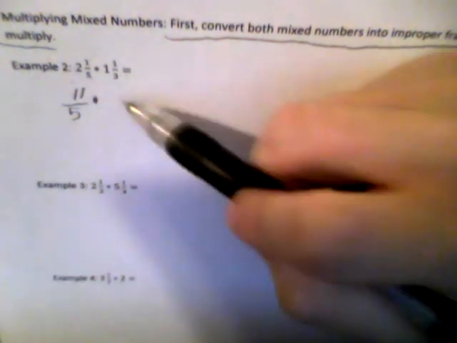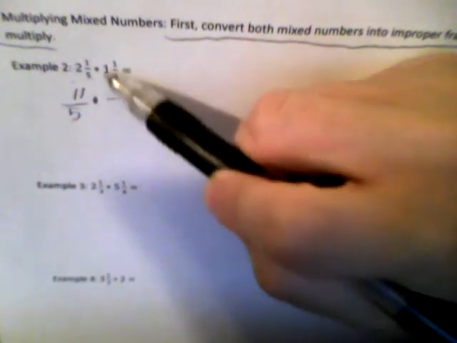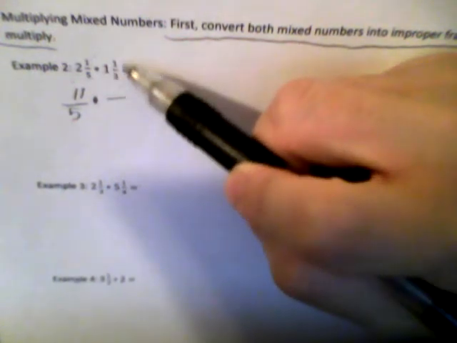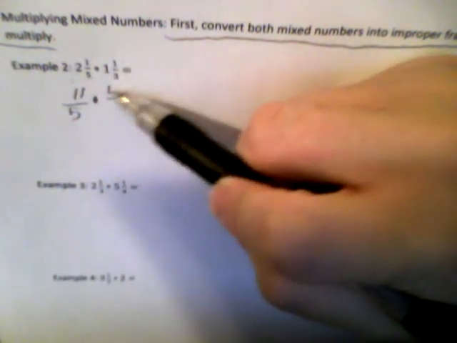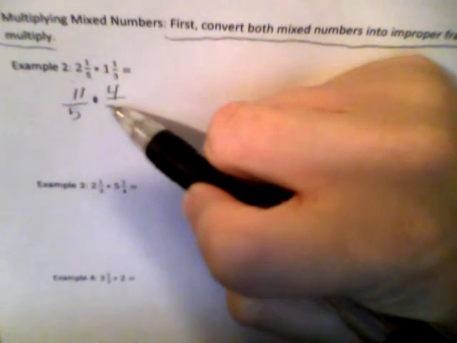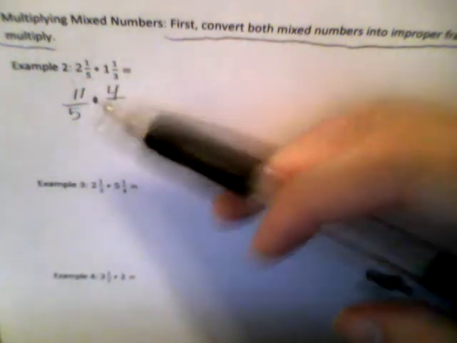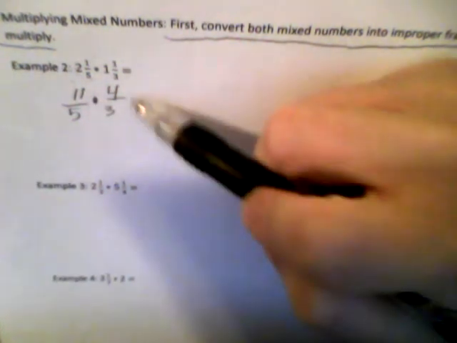Now I have to convert my 1 1/3 into an improper fraction as well. Same thing. To get my numerator for my improper fraction, I do 1 times 3, which is 3, plus 1, which is equal to 4. So 4 is my numerator, and then I'm going to keep my denominator of 3. So 2 1/5 times 1 1/3 is just equal to 11 over 5 times 4 over 3. So that's my new multiplication problem.